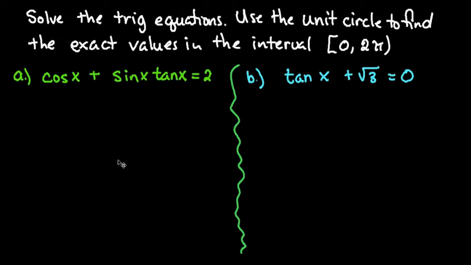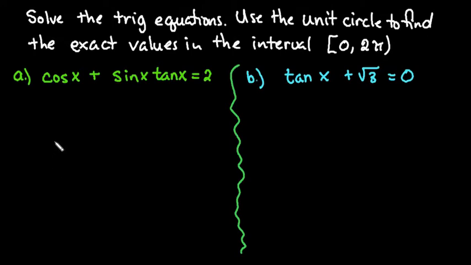Hi, for this video what I want to do is show you how to solve trig equations when you're looking for exact answers. Anytime you're looking for an exact answer from 0 to 2 pi, then you're going to use the unit circle to help you find the exact values. So that is the purpose of this video. I know that other times they may ask for the approximate solution, and there are ways of doing that as well, but for this one we are going to look for the exact values.